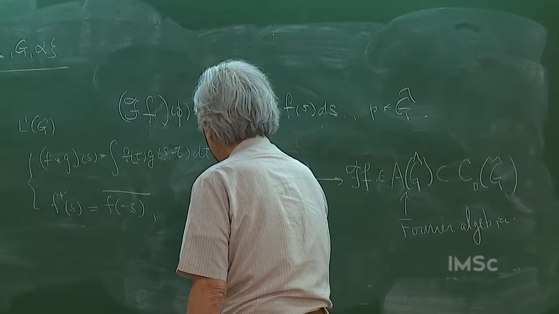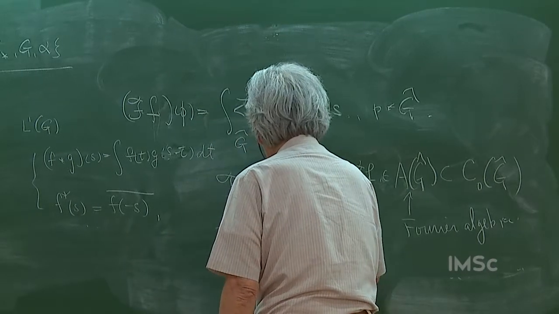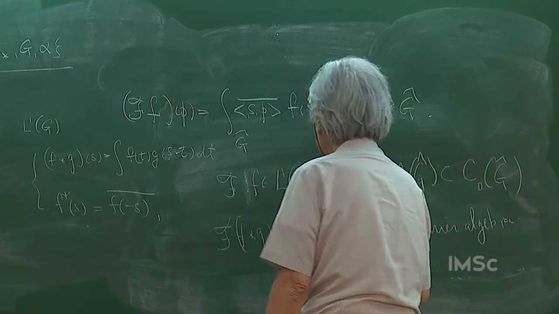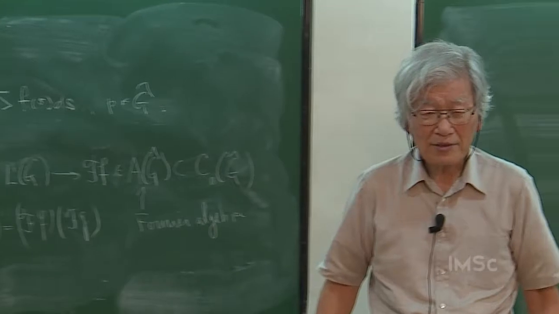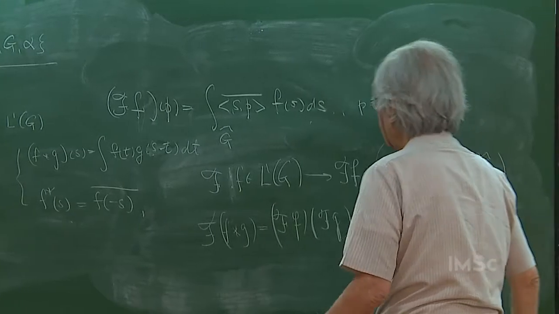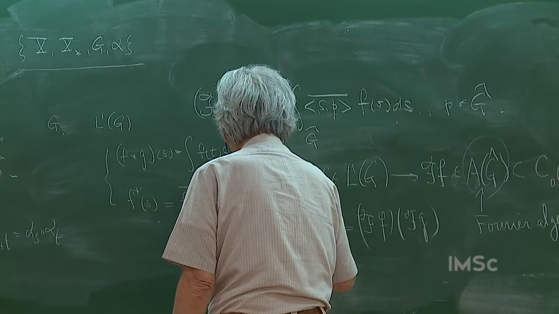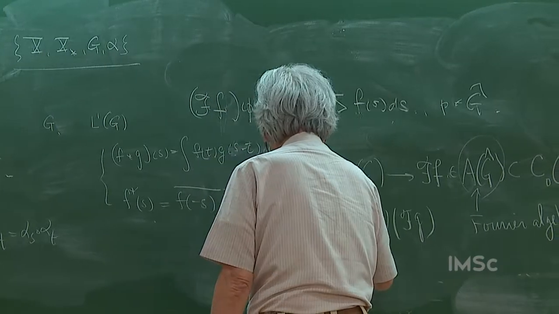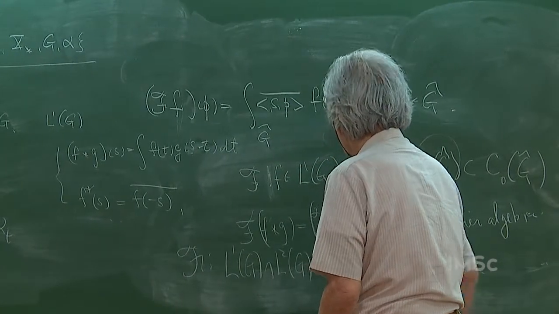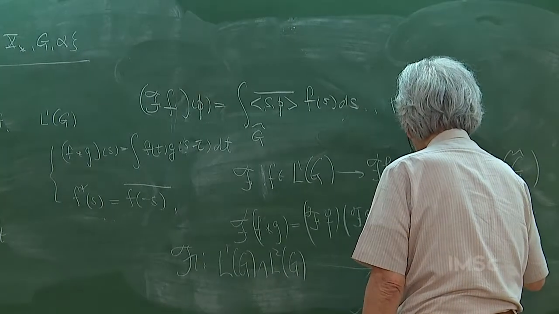Okay, convolution f star g equals pointwise multiplication of the Fourier transform. Okay, so we are interested in this one. But if you apply the Fourier transform to the intersection of L1(G), the integrable functions, and L2(G), then this maps A(G) into A(G hat) intersected with L2(G hat).